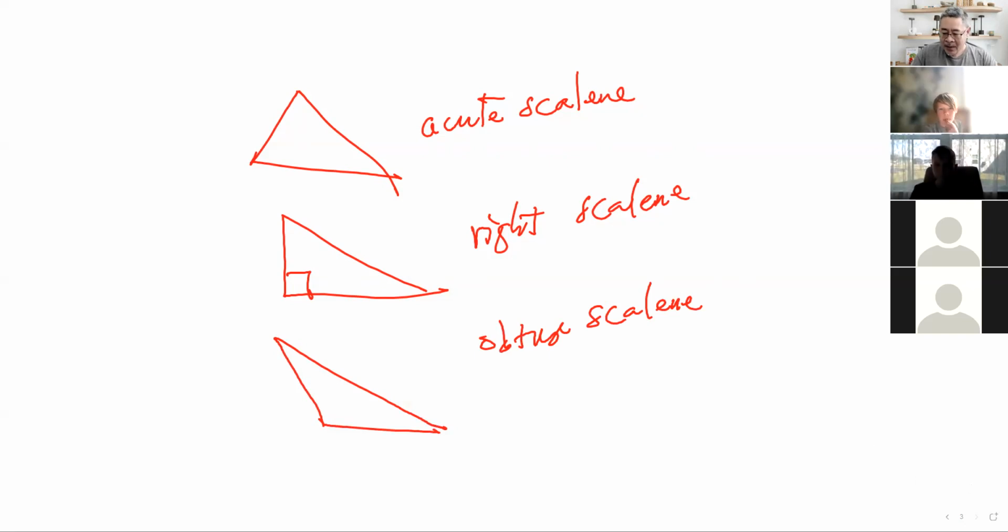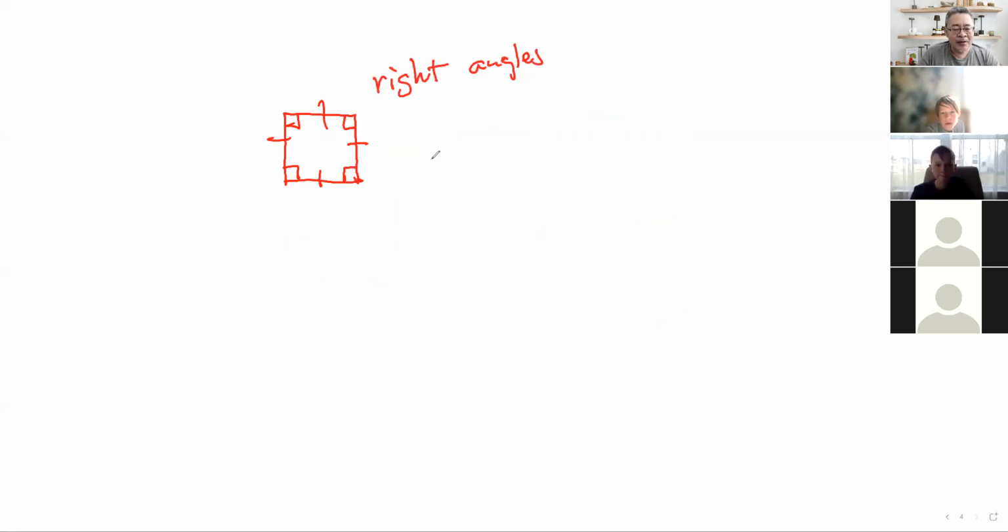Okay. So now today we're going to focus on quadrilaterals. A quadrilateral has four sides. Then we have different kinds. The simplest one will be this. You've got four sides. They are all congruent, and also all the angles are 90 degrees. Those are called right angles. So this is called a square.